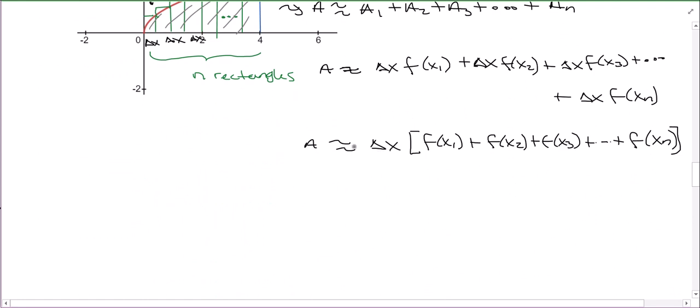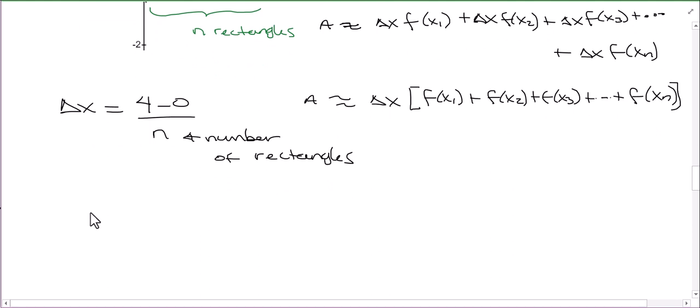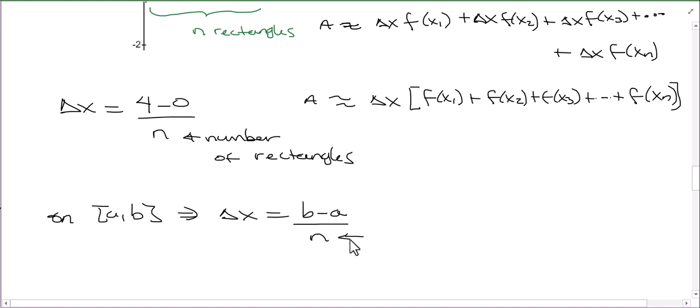And your delta x, so how do I find delta x? As I was saying earlier, it is the length of the interval. So in this case, it's 4 minus 0 over the number of rectangles. So in more general terms, on an interval a to b, your delta x will be b minus a, the length of the interval, over n, and n is still the number of rectangles used.